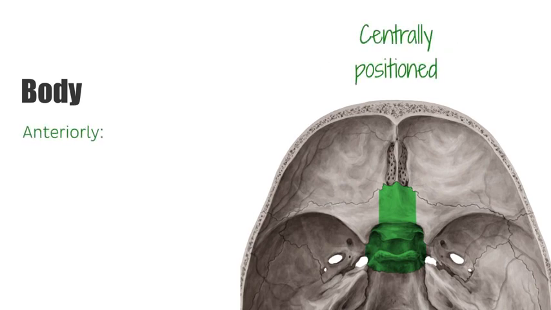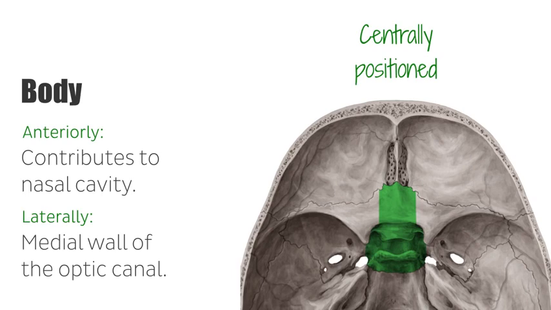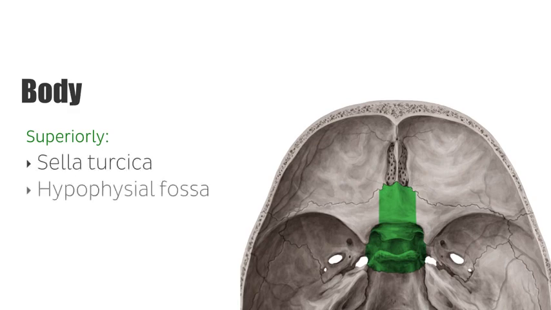Anteriorly, it contributes to the nasal cavity. Laterally, it builds the medial wall of the optic canal. Superiorly, the body forms the sella turcica, the hypophyseal fossa, and the dorsum sellae. They contain the anterior and posterior clinoid processes, respectively. The clivus slopes posterior to the body.